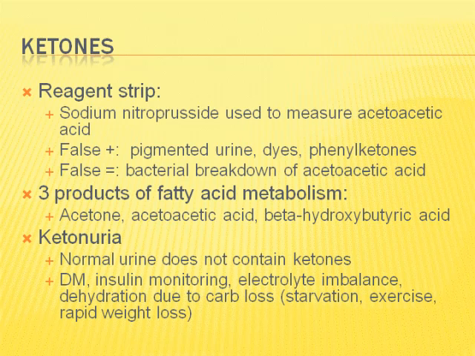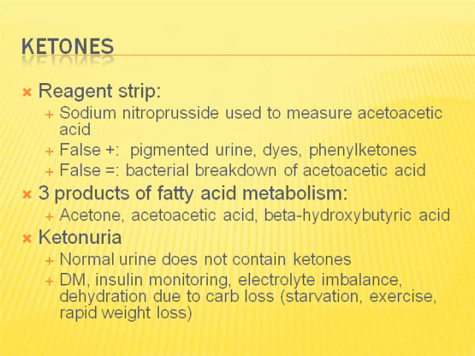Ketones. The reagent strip employs sodium nitroprusside, and that is used to measure acetoacetic acid, which is one of the ketones. There are three products of fatty acid metabolism: acetone, acetoacetic acid, and beta-hydroxybutyric acid. It is assumed that if the one detected by the dipstick is present, the others may be present.